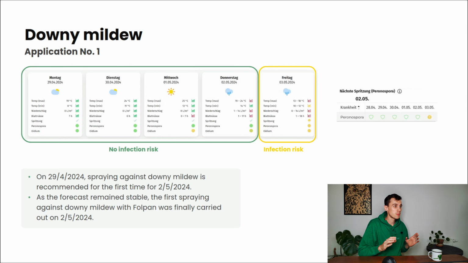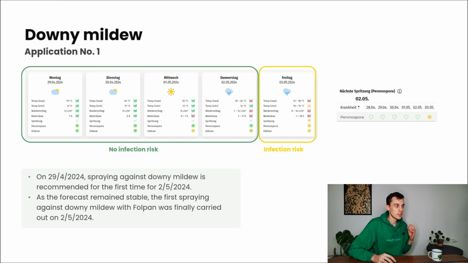And now I will try to explain how the VineForecast algorithm helped us during the season to arrive at an optimized spraying schedule. Here you can see screenshots of the VineForecast app that I took during the season. The screenshots are unfortunately in German because my browser was in German when I took them.